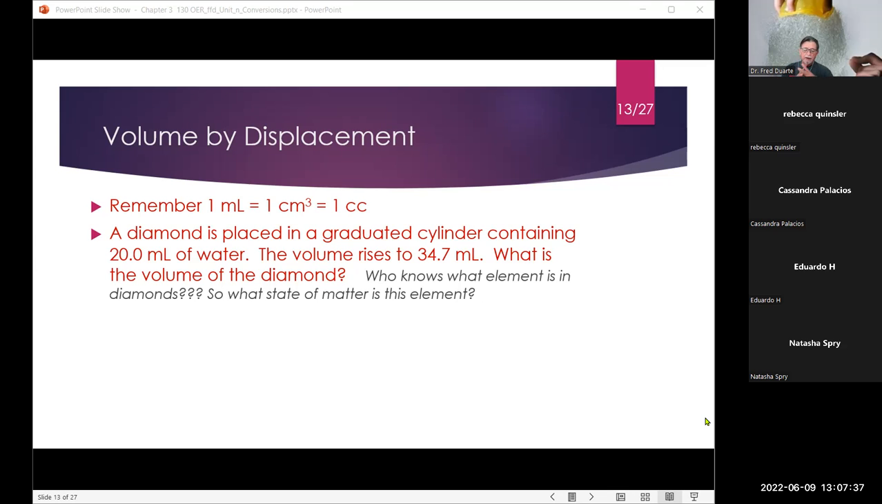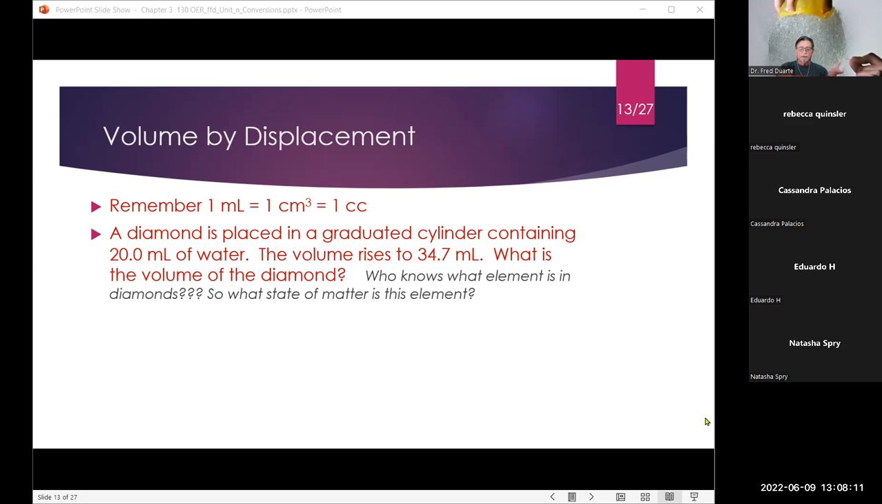Now, in this example, if we put a diamond, or it could be anything, into a graduated cylinder, which is just a cylinder which has graduations on it, so you can measure the volume. And that graduated cylinder starts off with 20 milliliters of water. If we take this diamond or this object and we put it in the cylinder, obviously that object is going to displace the volume. So what happens?